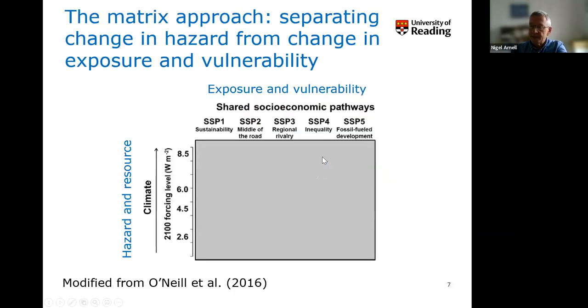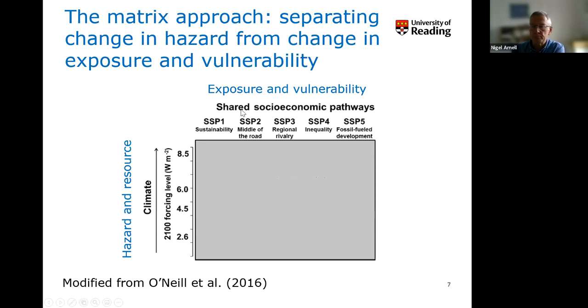And related to that is this development, which dates back seven or eight years now, the idea that you can essentially mix and match projections of change in the physical hazard with change in the socioeconomic conditions that determine exposure and vulnerability, in what became known as a matrix approach. Essentially you can have scenarios describing change in hazard and resource on the vertical part of the table, and you can look at what those different climate changes might be against different socioeconomic worlds.